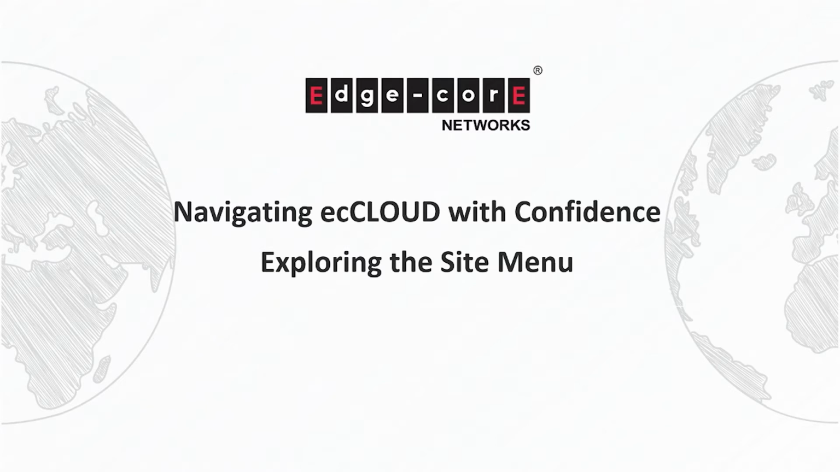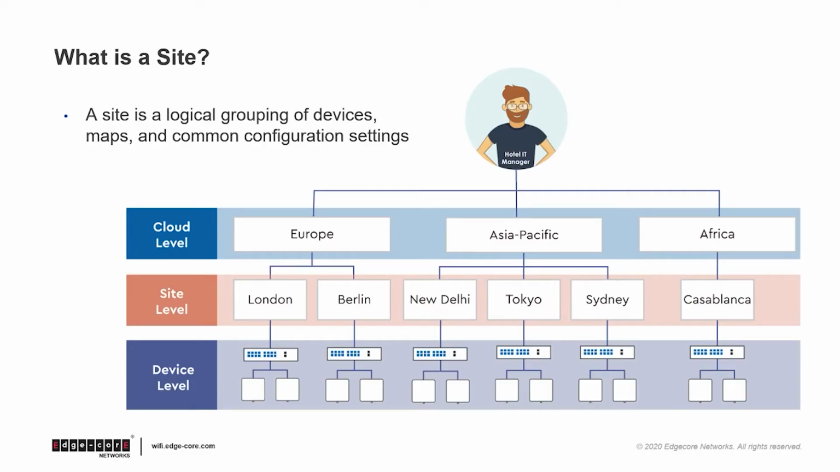Remember that the site level is one level down from the cloud level, and then down from the site level is the device level. Before we start, to make sure that we all know what a site is: a logical grouping of devices, maps, and common configuration settings. One of the most common usages of sites is to have each site represent a physical location, but of course you can define your own sites differently based on your needs. So let's jump right into today's topic.